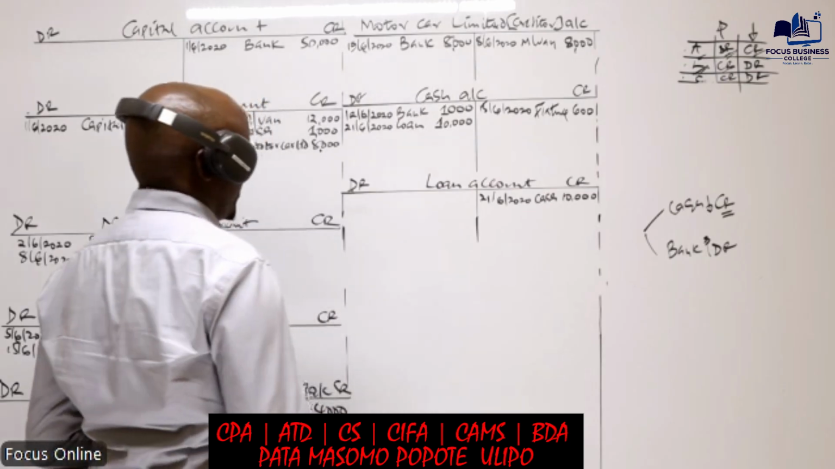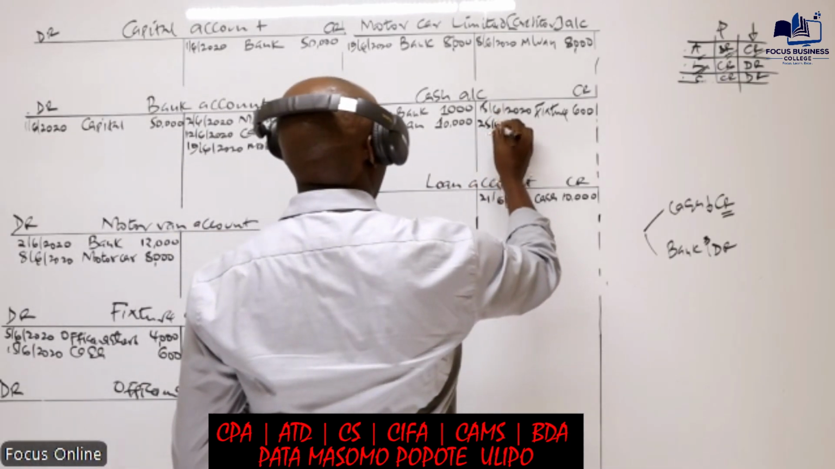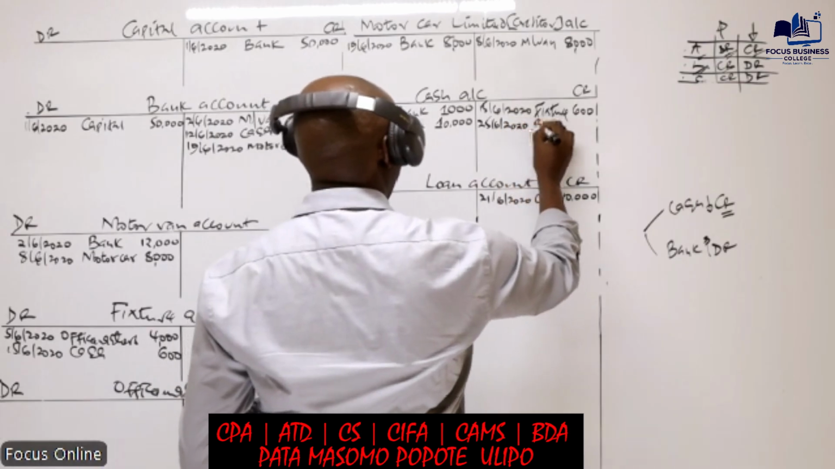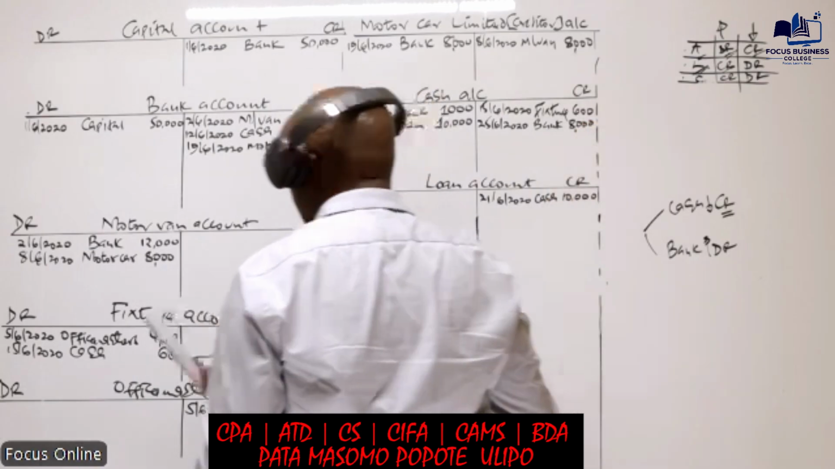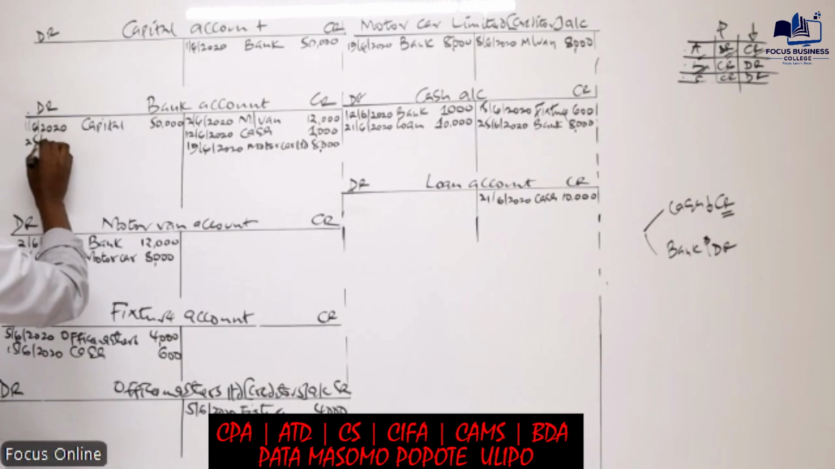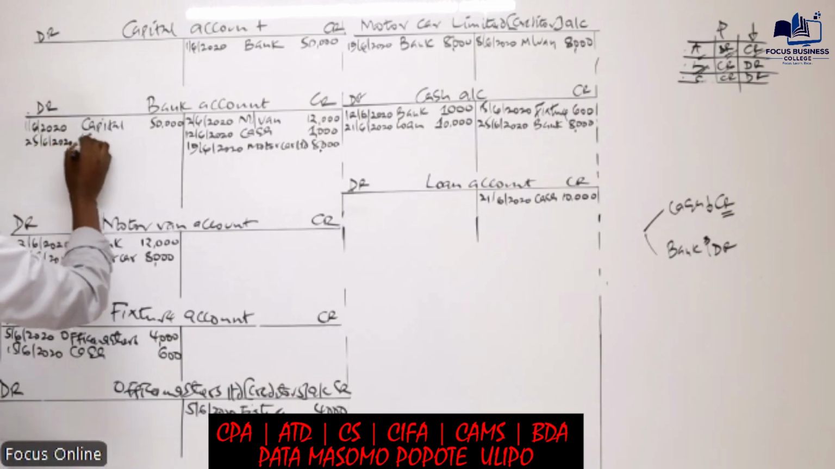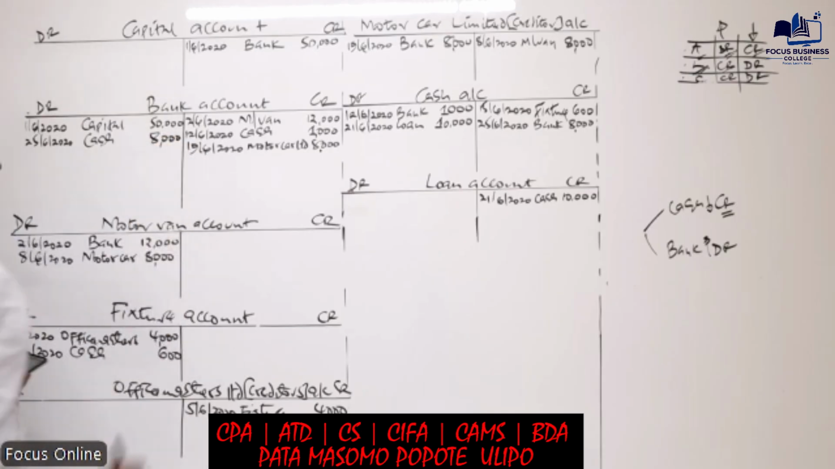So where do we have the cash account? We have it here. We credit it on 25th of June 2020. The other entry will be in the bank account, an amount of how much? 8,000. So then we debit bank account here, 25th June 2020. So the other entry is in cash account, 8,000.